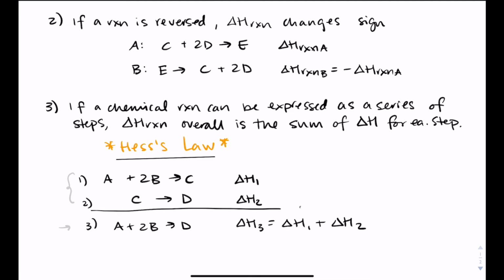Now you will probably almost 100% of the time have to do multiple of these steps in order to get the resulting reaction that you would like. So if you have to do multiple manipulations, just keep track of them so that you can do the same manipulations to your delta H before you add them at the end.